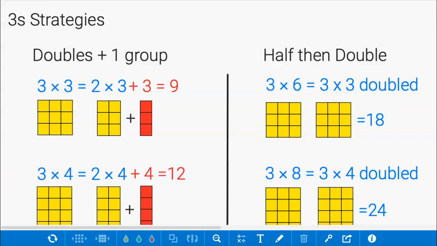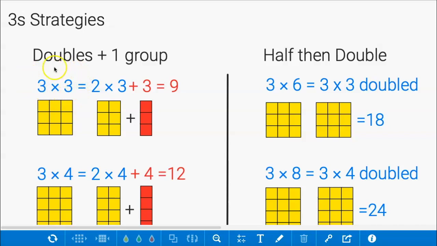Let's start with strategies for solving our 3's facts. We're going to look at two strategies to solve our 3's. Doubles plus one group, and then a strategy called half, then double. And we'll see how those work.